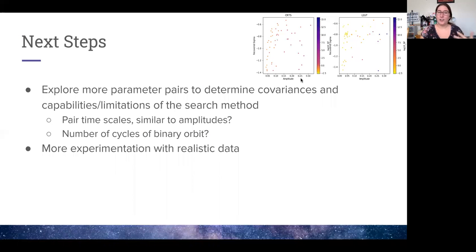Like I said, we're trying to explore more of these parameter pairs to determine if there are any covariances, what the capabilities and limitations of this search method are, and what ranges of supermassive black hole binaries we can expect to find. For example, we might pair up the timescales, so the sinusoid period with the damped random walk timescale, because we might expect those to be related. And we might explore things like the number of cycles in the binary orbit that we've been able to observe. We're going to do a lot more experimentation with realistic data.